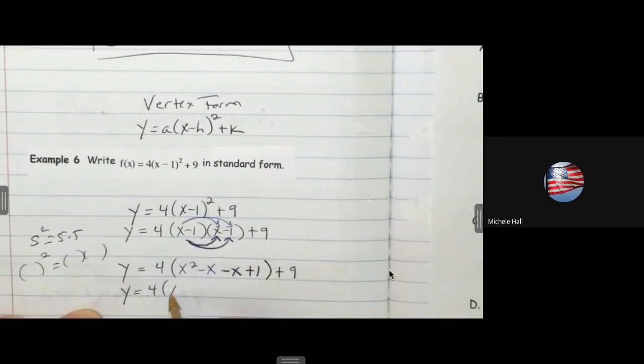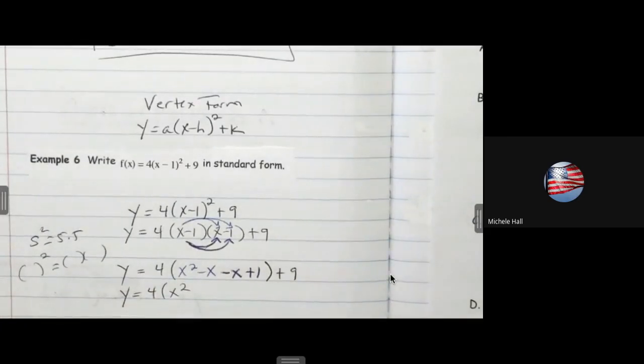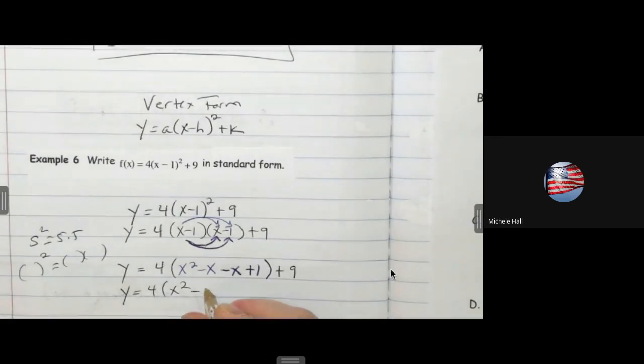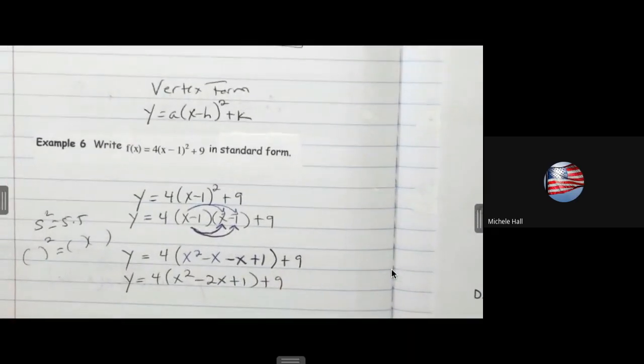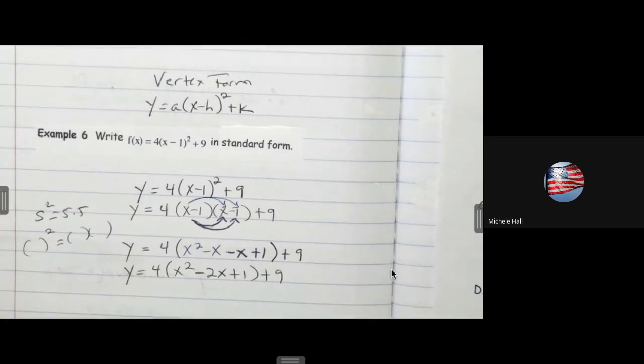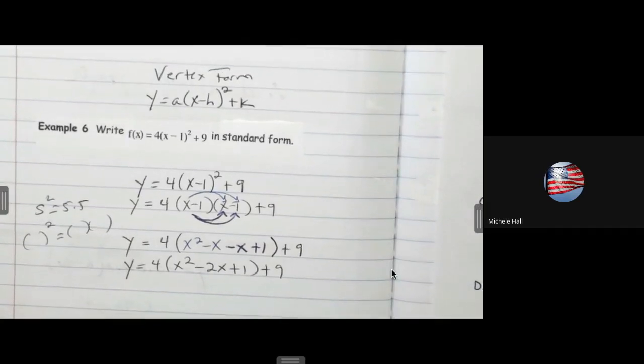Simplify what's on the inside of the parentheses. How much is -x, -x? -2x. -1 is -2. I have plus 1. Do I add 1 and 9 together now? Why not, Diaz? What do I need to do right now then? Very good. Distributive property, multiplying.